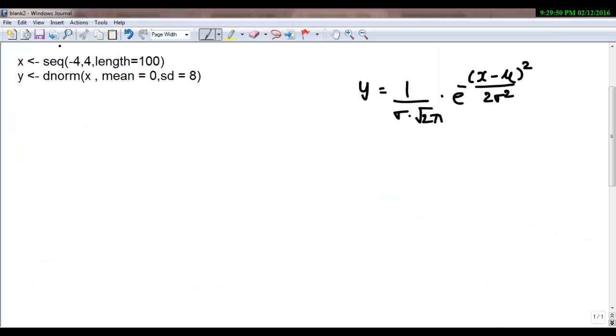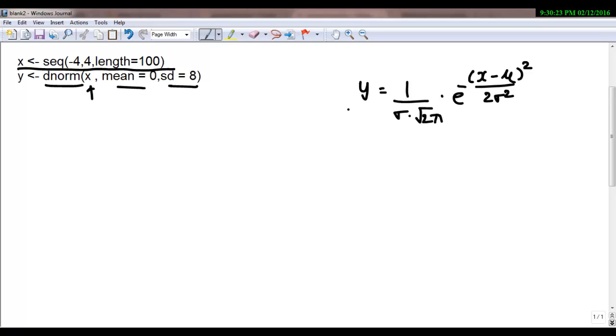Using this command, we'll have a vector X which has values from -4 to 4. There would be 100 values within the -4 to 4 range. And then using the function dnorm, we will pass the value X as one of the arguments of dnorm, and the mean and standard deviation of the Gaussian that we want.